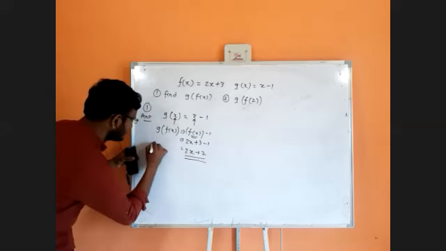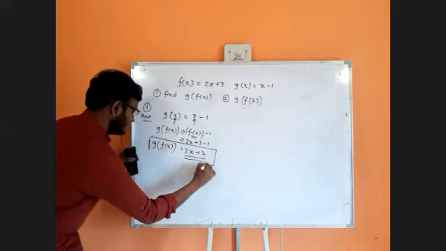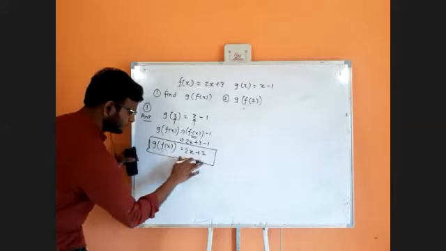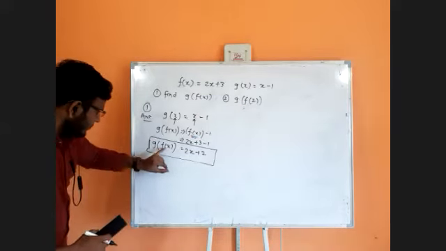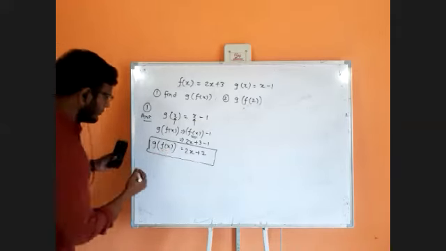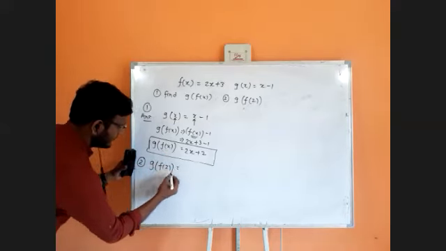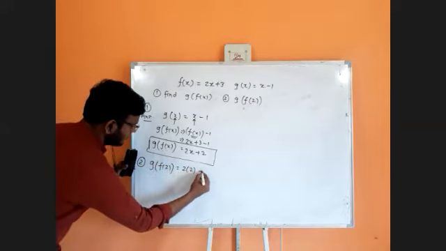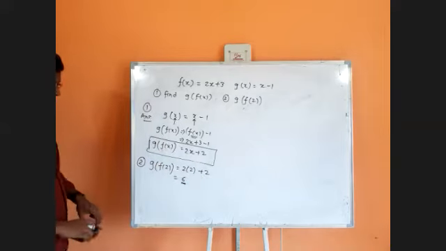Correct? Now see, they are asking us to find this g of f of x, so this is my answer. Now read the sub question. They are saying find g of f of 2. So wherever is the x, we just replace it by 2. So your answer for the second question would become g of f of 2 will be 2 into 2 plus 2. Answer is 6. Correct?